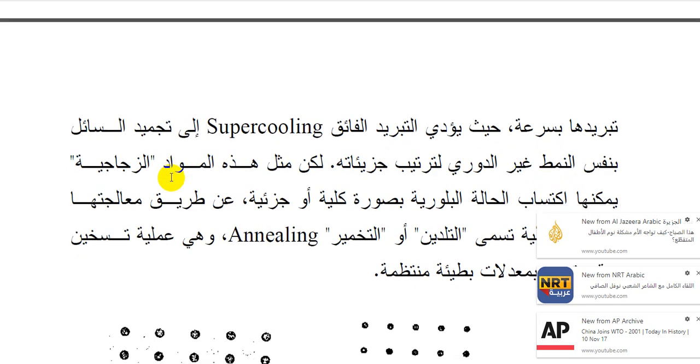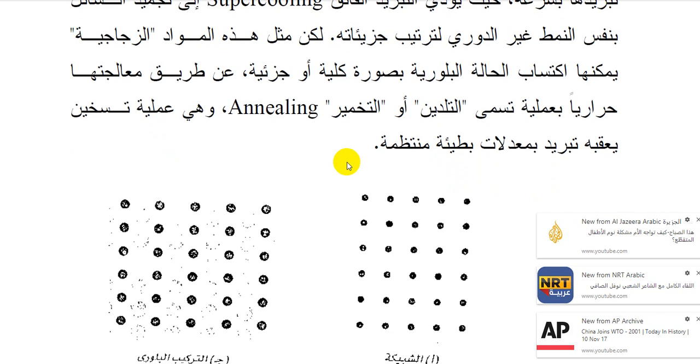But the vitreous materials can gain crystallinity completely, as you can see right here, by treating them thermally through a procedure denoted as annealing, which is a heating procedure followed by a uniform cooling rate. يعني عملية تسخين يعقبه تبريد بمعدلات منتظمة، أو يعني التخمير أو الأنيلينج أو التلدين كما ترون.